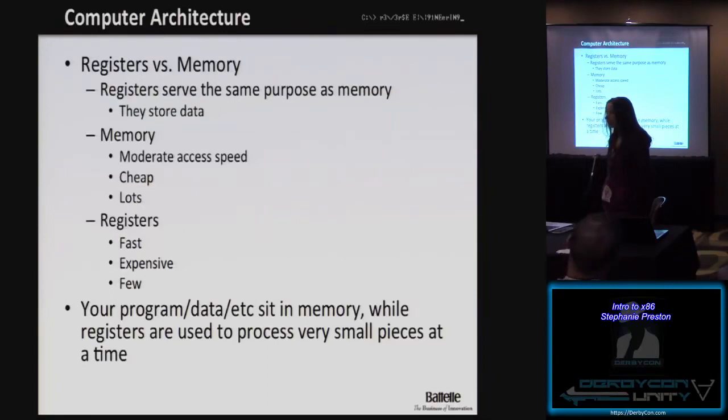Registers are extremely fast to access because they're inside of the CPU, but the cost of producing the registers, the type of memory they use, is extremely expensive, so there tend to be very few of them on your system. So your program, data, etc. typically sits in memory, while registers are used to simply process small pieces of your application at any given time.